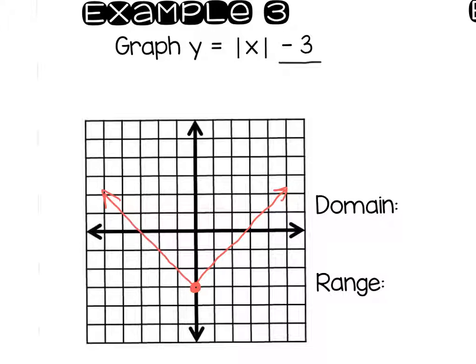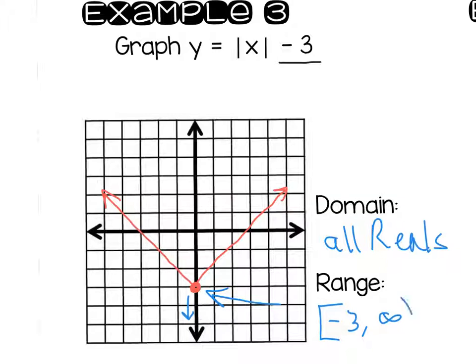Okay, so now again our arrows point in both the negative and positive direction along the x-axis, so our domain is going to be all reals. But our y vertex, or our range, is limited to -3. We don't have any other values below -3, so our limitation is -3, and it goes all the way to positive infinity. -3 is included, so we put a box around it.